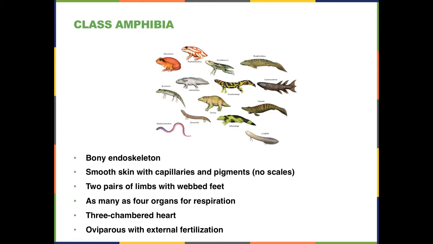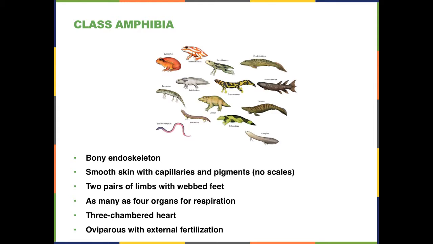They have a smooth skin. The smooth skin contains both capillaries and pigment, and no scales. So there are no scales like those seen on a lot of bony fish. The smooth skin is an area of respiration for amphibia, and that's why there are capillaries in the skin. The pigments act for 2 purposes. One is for camouflage, and the other is as a defense mechanism. Many of the pigments that are produced are also poisonous.